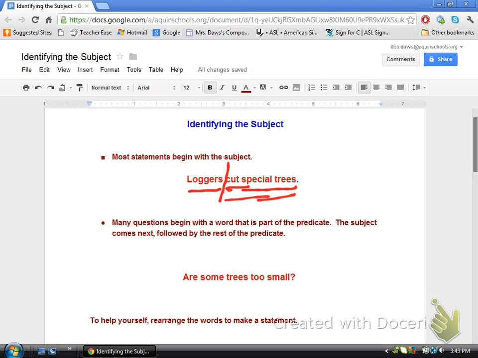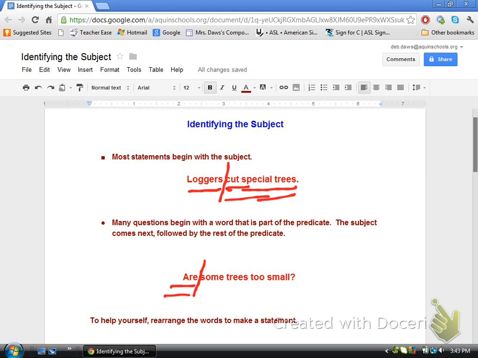The next thing is questions. Many questions have a word at the beginning that's part of the predicate, or the verb part. The subject comes next, and then we go back to the predicate, or back to the verb again. So in this case, we want to see where our verb part stops. Usually it's one or two words and then it's done. In this case, it's going to be just one. So we're going to divide right there because some is not a verb word. So are is part of our predicate.